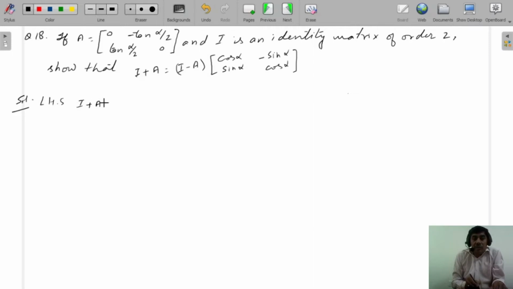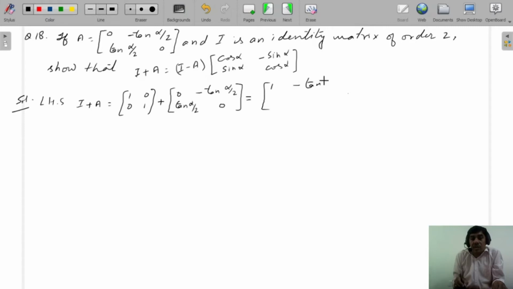I plus A is equal to [1, 0; 0, 1] plus [0, minus tan(alpha/2); tan(alpha/2), 0], which is equal to [1, minus tan(alpha/2); tan(alpha/2), 1]. Put it as equation number 1.